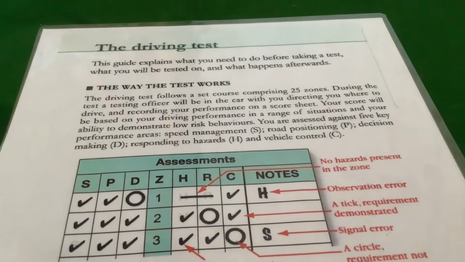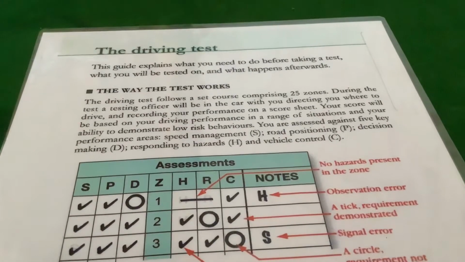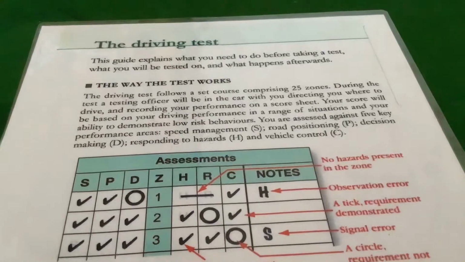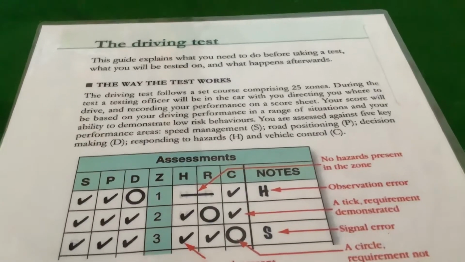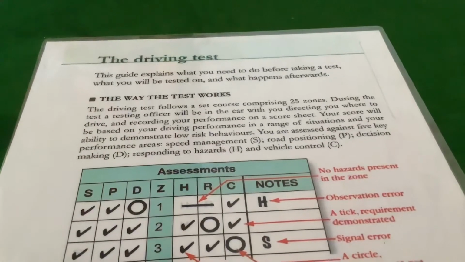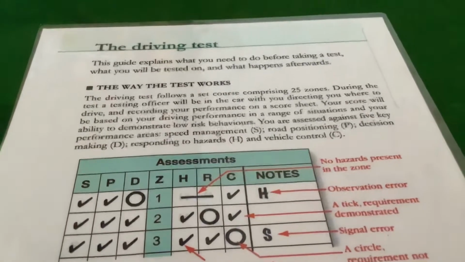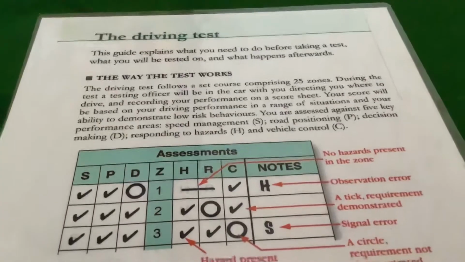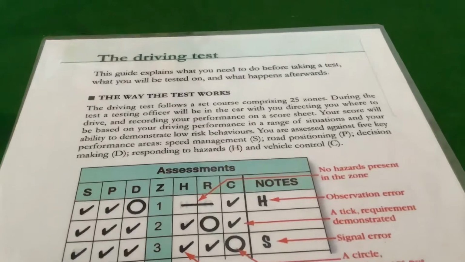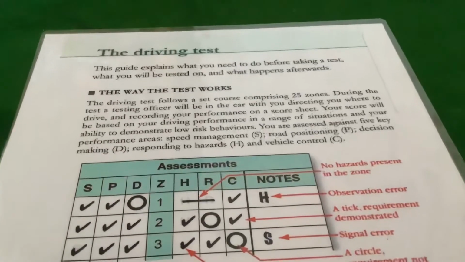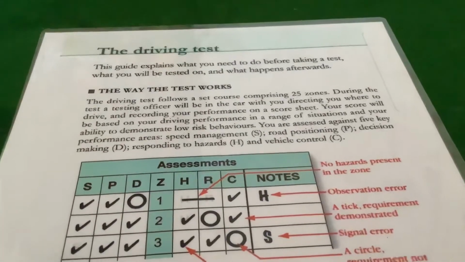This is a guide. You are assessed against 5 key performance areas. Speed management: there should be a 3 seconds gap when moving and while stopping behind the vehicle, maintain 1 car length gap, maximum 2. And when running, again more than 3 seconds gap.